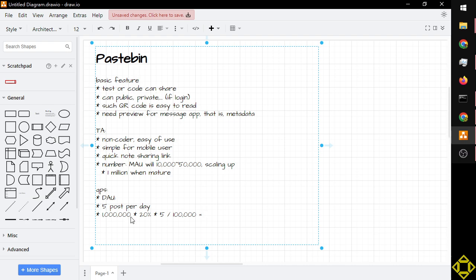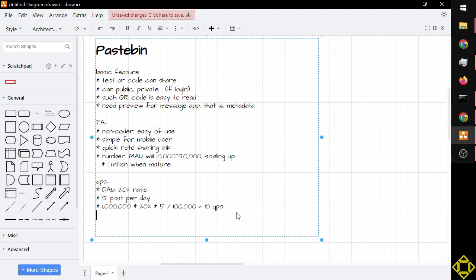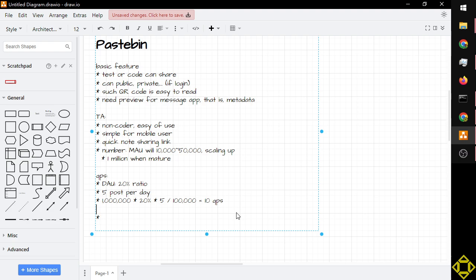So for the calculation, the DAU will be a 20% ratio. I think this is a reasonable assumption. And 5 posts per day, and we divide by the seconds in a day, so it will not be large. The QPS is relatively low, but we need to calculate about the content. Okay, we need to clarify that.